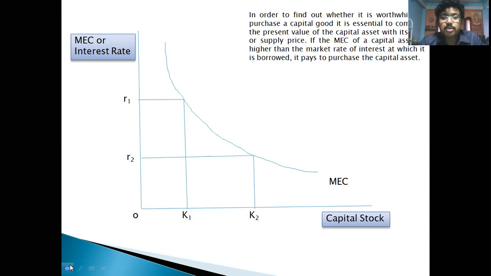So we have investment. Now there is another concept, the marginal efficiency of investment. The marginal efficiency of investment is like the marginal efficiency of capital. It is the expected rate of return from one additional unit of investment. It is the same as the marginal efficiency of capital.